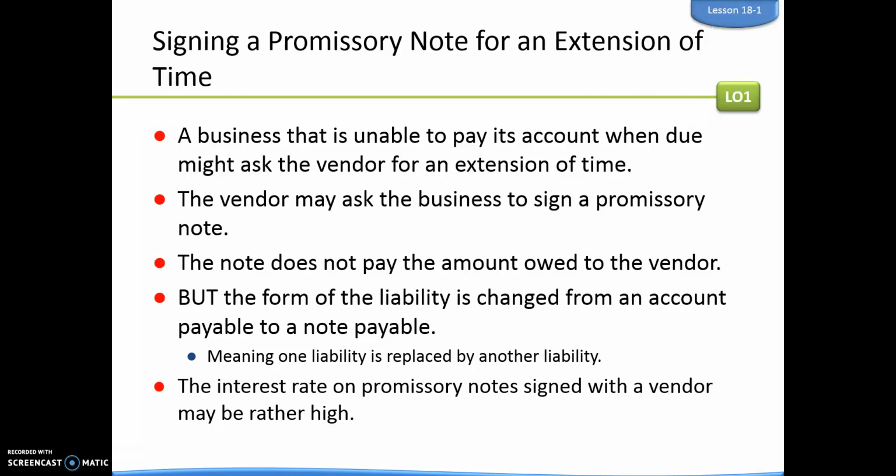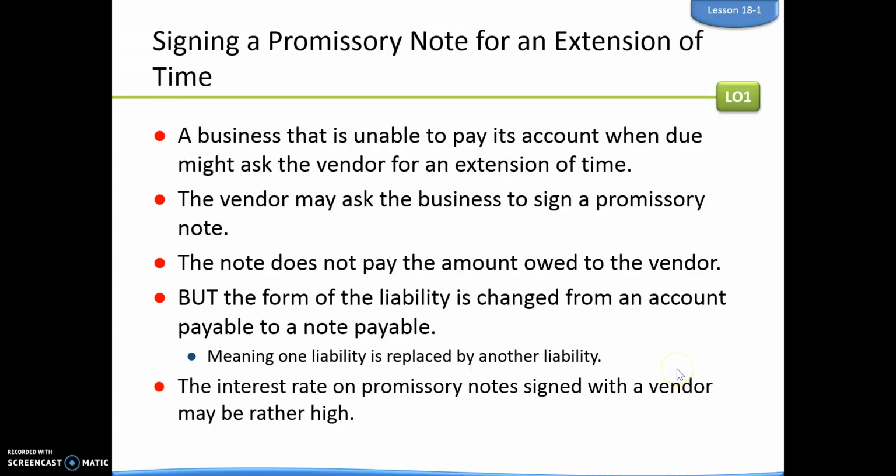Okay. If there comes a time where you're not able to pay your account when it's due, you might ask the vendor for an extension of time. And the vendor may ask the business to sign a promissory note if that happens. Anytime you ask for an extension for something, people usually want you to sign something to make sure that you're actually going to pay them.